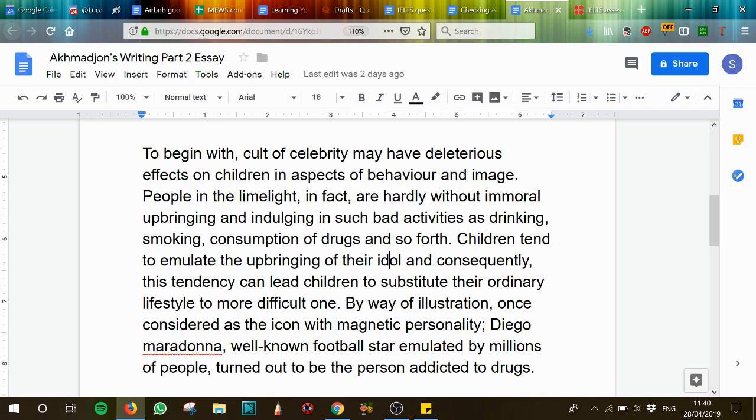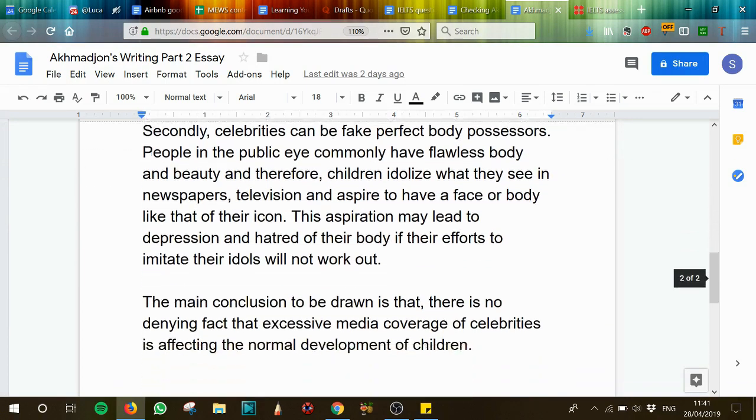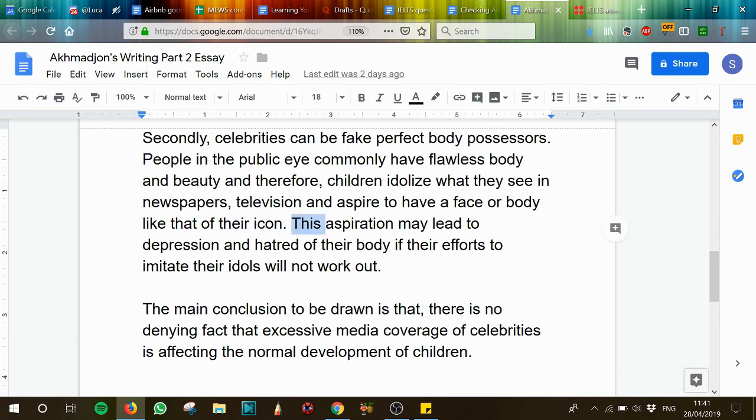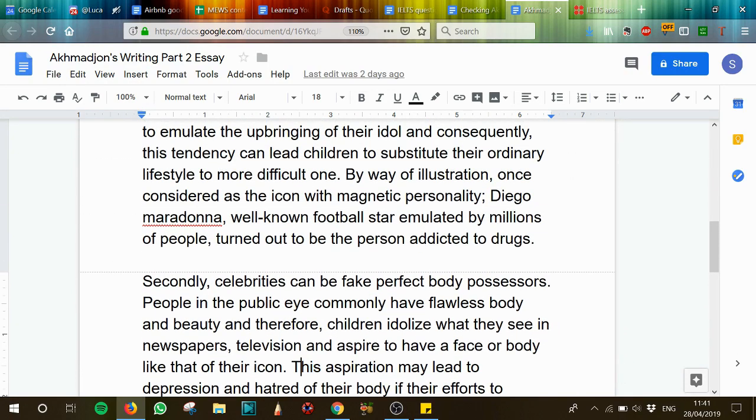There's a couple of other things that Akmajon is doing that are really good. He uses the word "this." So he has this tendency and he has this aspiration. And "this" references things that have happened in the paragraph before. So when he talks about this aspiration, he's talking about children who idolize what they see. And he makes the connection between these sentences, and that makes it really easy to follow his logic, to follow his argument from this sentence to this sentence.